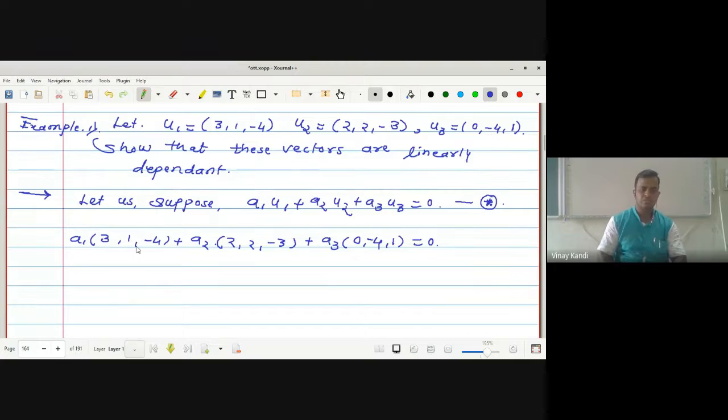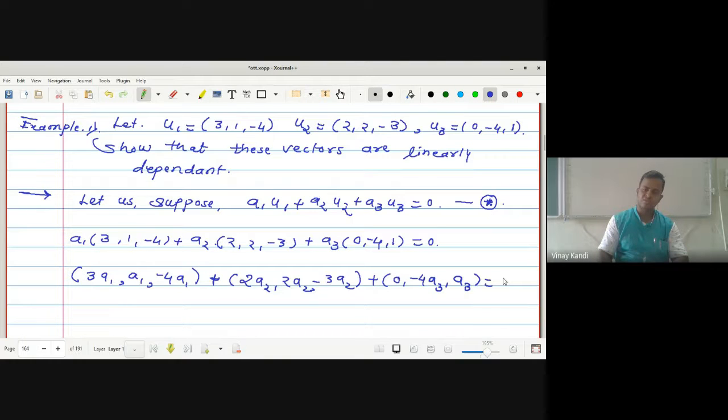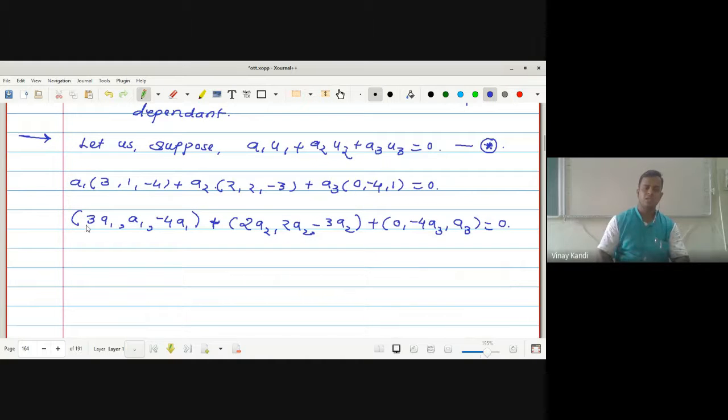Now multiply a1 inside the bracket. So this is 3a1, a1, and -4a1. Is it correct? Yes. Now plus 2a2, 2a2, -3a2, plus, now 0 into a3 is 0, -4a3, and 1 into a3 is a3, which is equal to 0. Now do the addition of these vectors. What is the 0 vector? If R3 over R is the vector space, the 0 vector from R3 is (0, 0, 0).